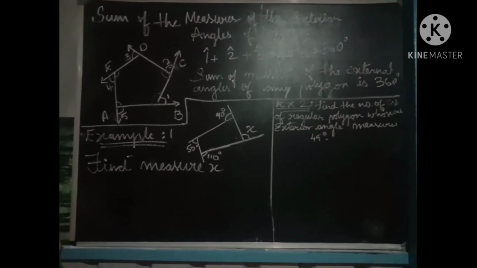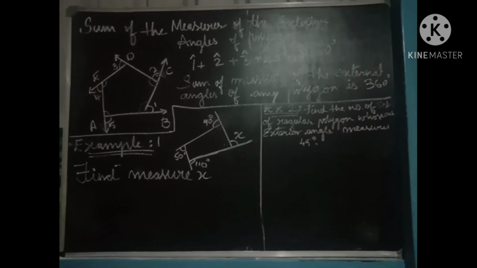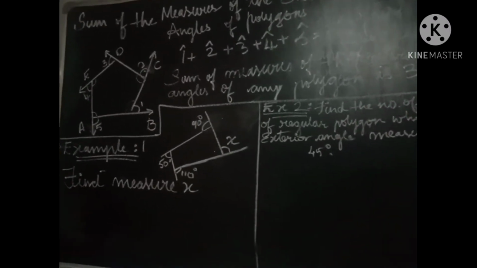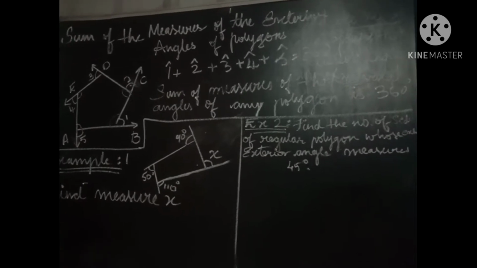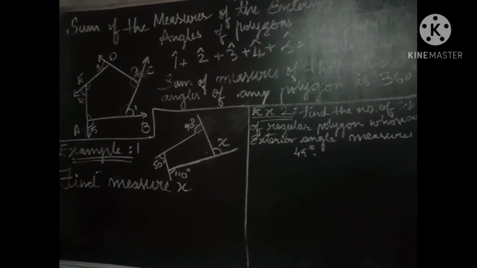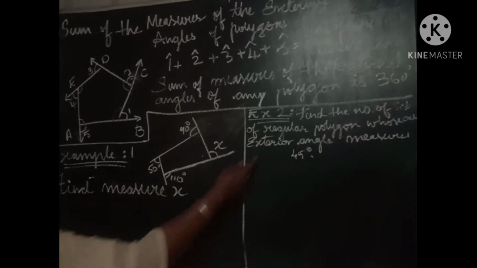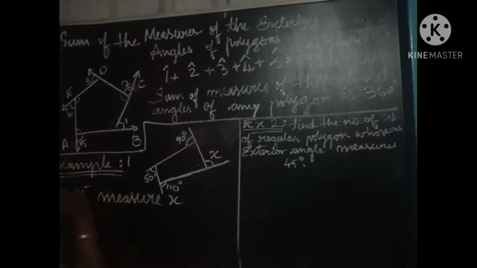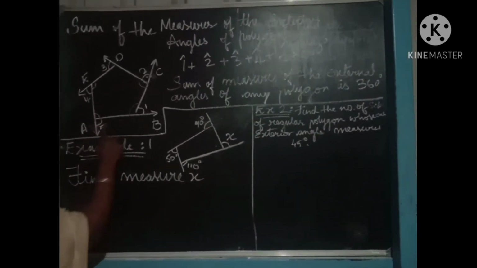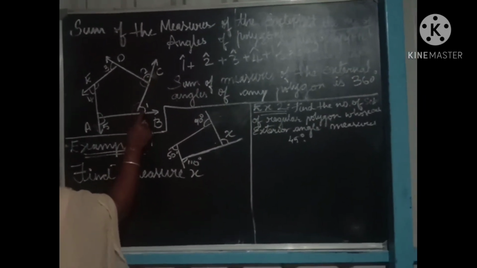When it comes to exterior angles, we have studied polygons. A three-sided polygon is a triangle, a four-sided polygon is a quadrilateral, and a five-sided polygon is a pentagon, like that. These are the polygons. The sum of the measures of the exterior angles of a polygon is always equal to 360 degrees. That is, angle 1 plus angle 2 plus angle 3 plus angle 4 plus angle 5 is equal to 360 degrees.